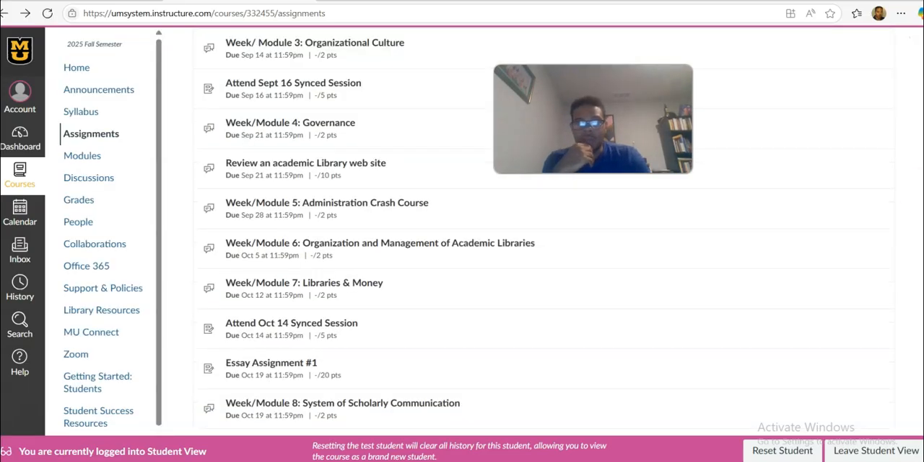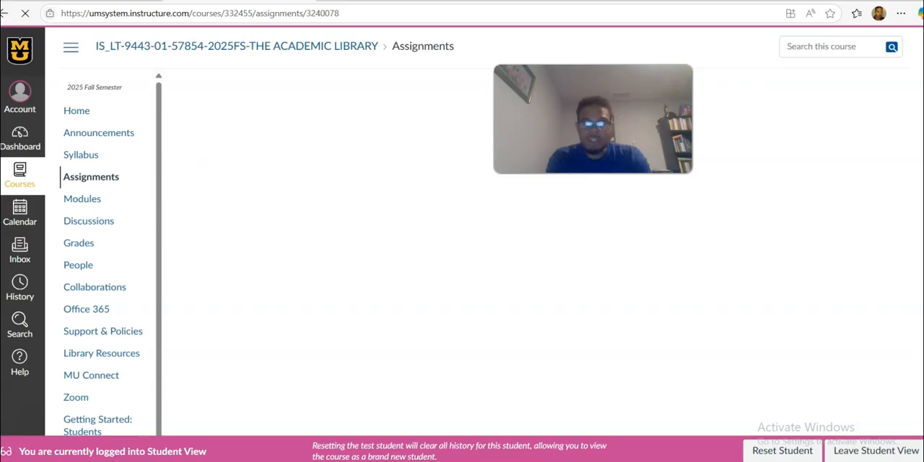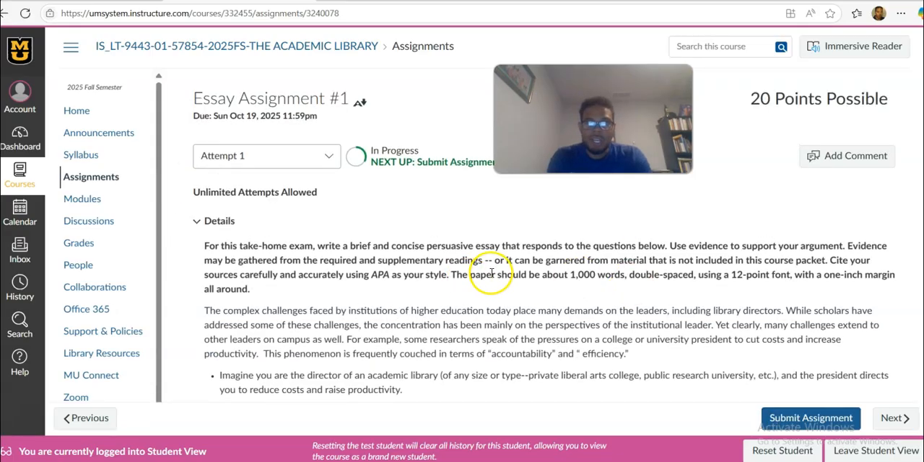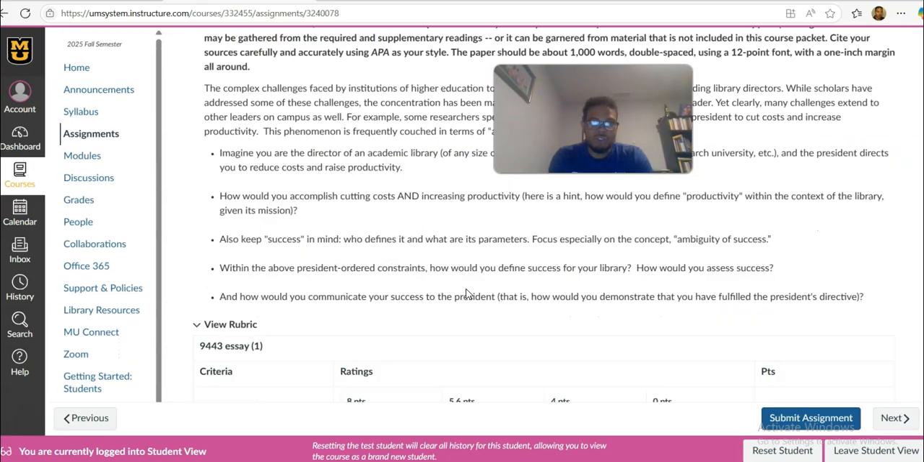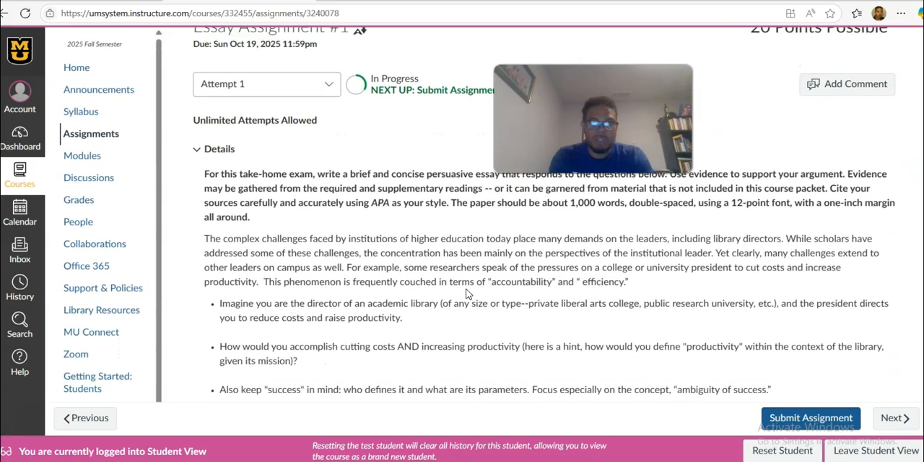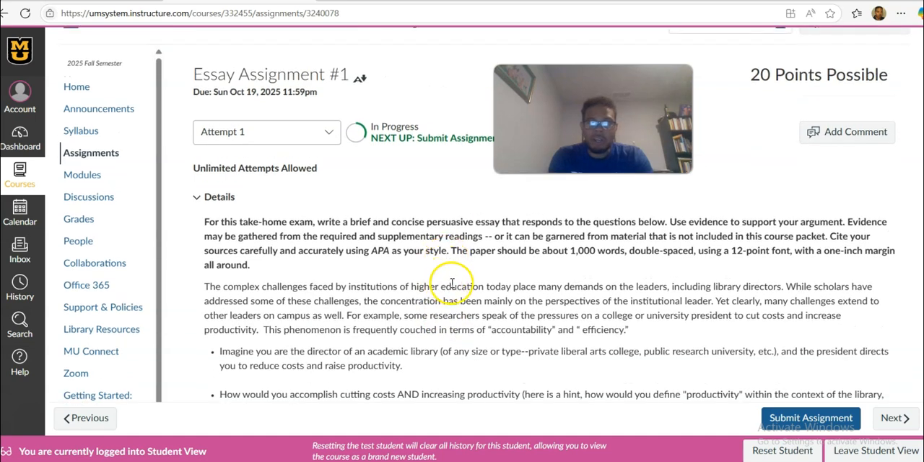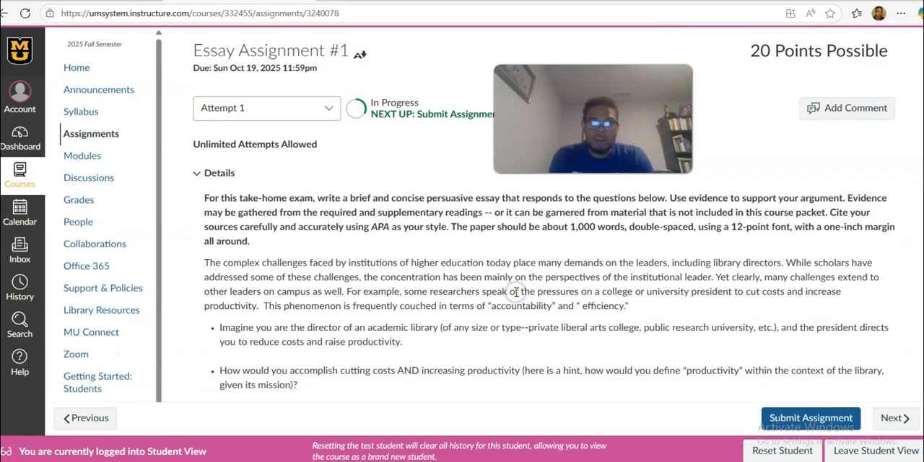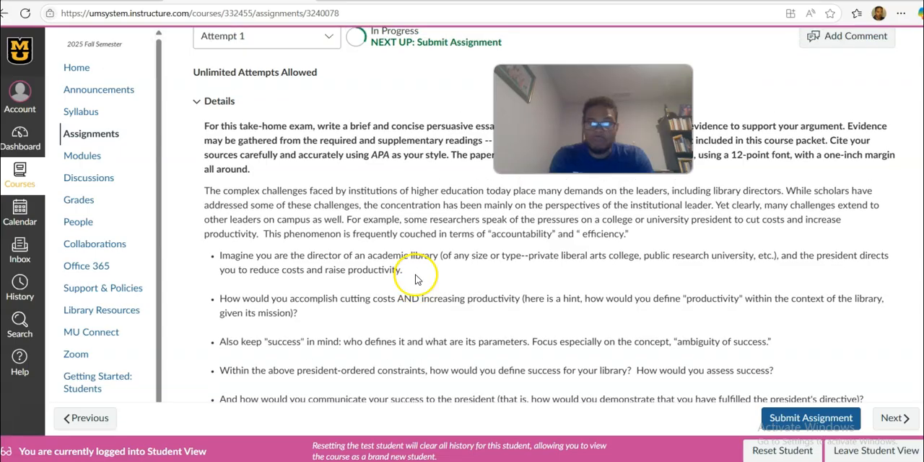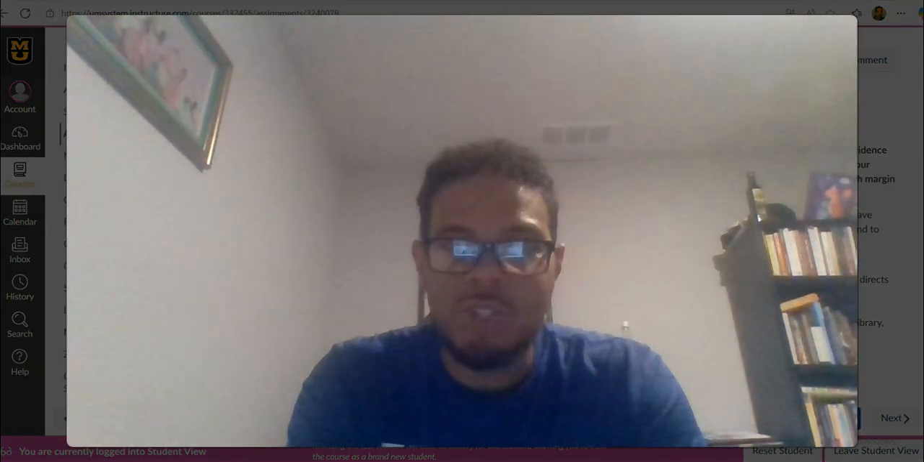You do have an assignment due in October, and that is going to be your essay assignment number 1. It's basically a little case study. You're going to write a 1,000-word paper that addresses this prompt, and this prompt talks about a complex challenge. You're going to pretend that you're in admin, and you're going to have to do a little cost cutting, but you're going to explain yourself.